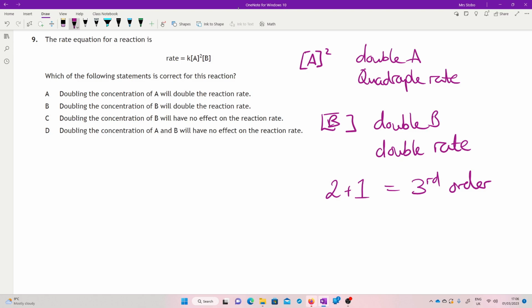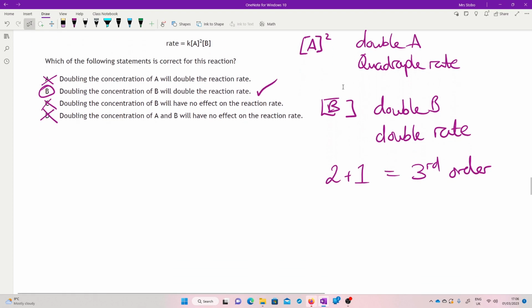Which of the following is correct? Doubling the concentration of A will double the reaction rate. No, because it will quadruple it. Doubling the concentration of B will double the reaction rate. Absolutely, that one's right. And just to check, C and D: doubling the concentration of B will have no effect. Well, we've just said it would, so it couldn't be that. Doubling the concentration of A and B will have no effect on the reaction rate. Definitely not. I don't think that's the worst rate equation I've seen.